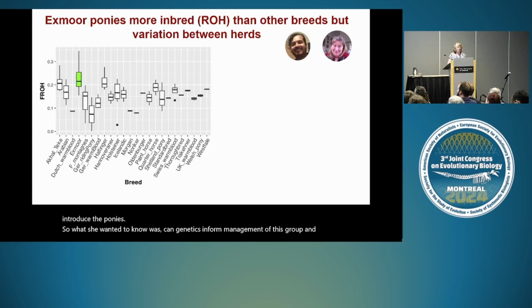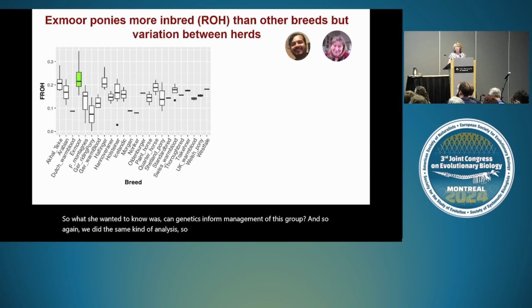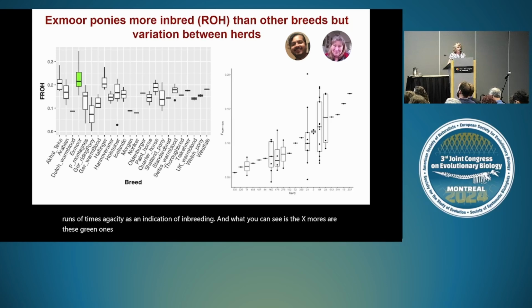And so again, we did the same kind of analysis. We're looking at whole genome sequences and runs of homozygosity as an indication of inbreeding. What you can see is the Exmoors are these green ones here, and they're very highly inbred compared to lots of other breeds of ponies and horses in general, and there's variation across the herds. So potentially, because there's variation across the herds, we might be able to mix them in different ways.